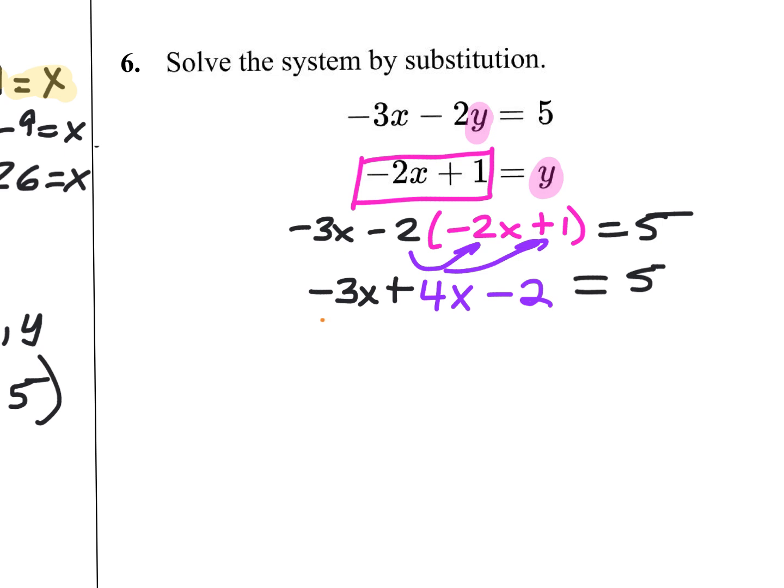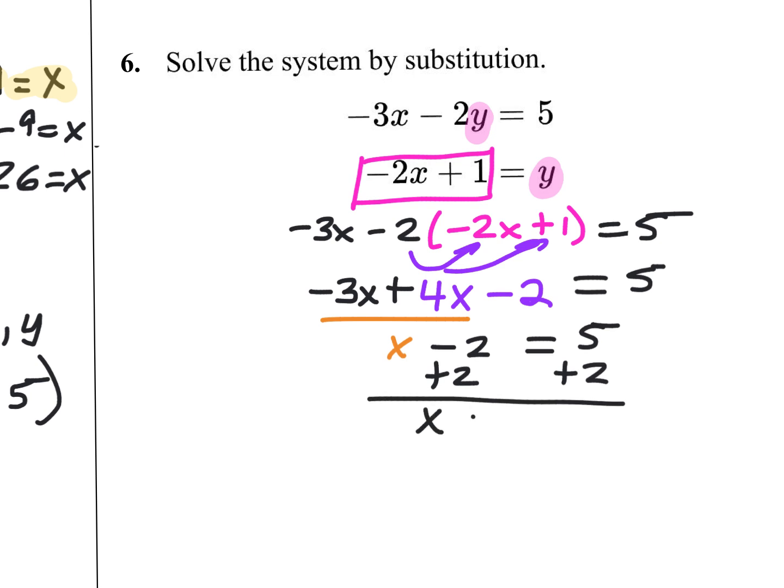So now I've got my like terms I can combine. Negative 3 plus 4x is positive 1x, although we really don't need that 1 there. Then I'm going to bring down the minus 2 equals 5. Add 2 to both sides. X is equal to 7.